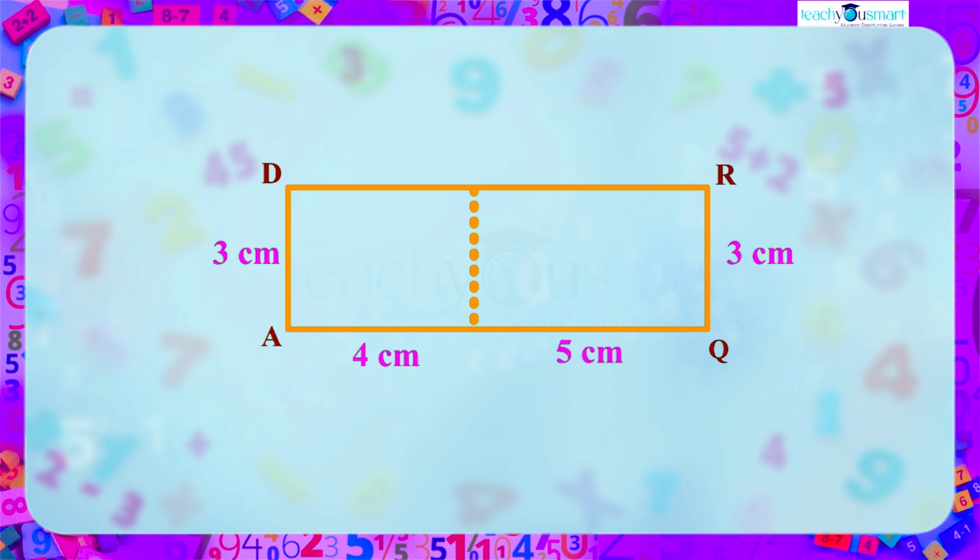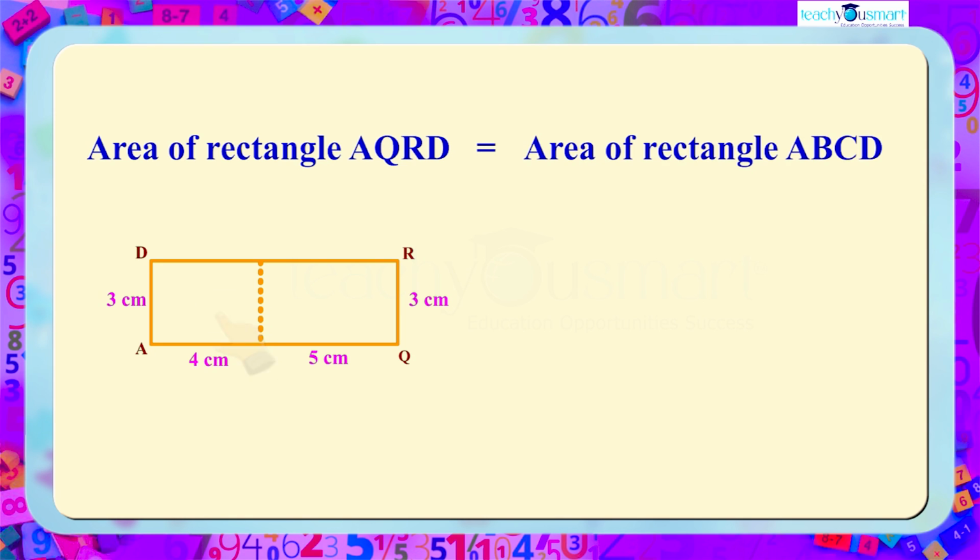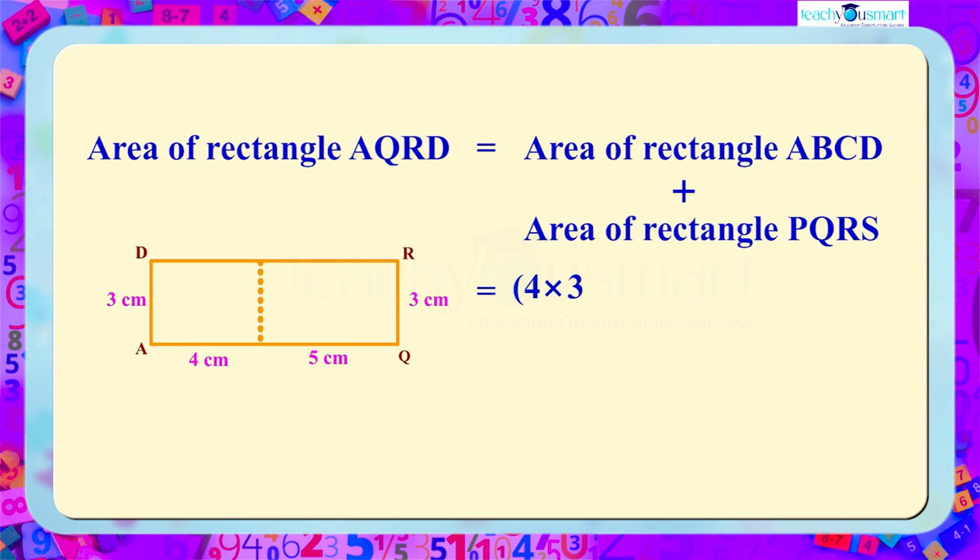Since rectangle AQRD is formed by connecting the rectangles ABCD and PQRS, the area of the rectangle AQRD is the sum of the areas of these two rectangles. That is, area of rectangle AQRD equals area of rectangle ABCD plus area of rectangle PQRS equals 4 multiplied by 3 plus 5 multiplied by 3 equals 12 plus 15 equals 27 square centimeters.